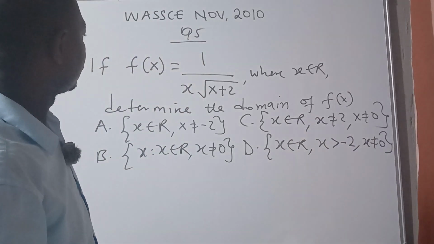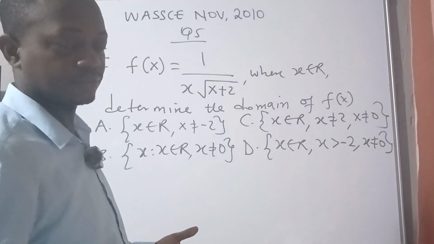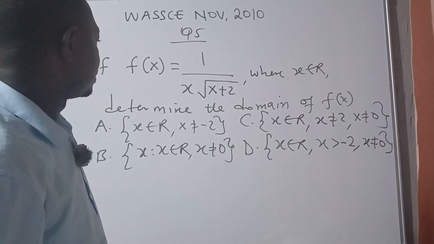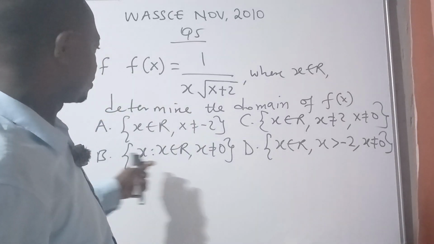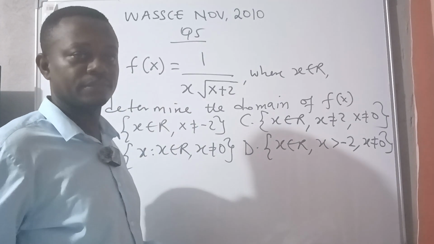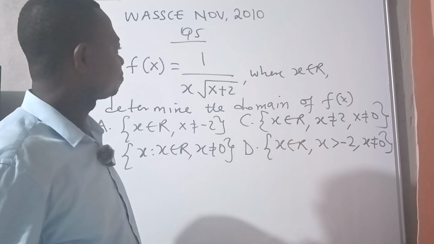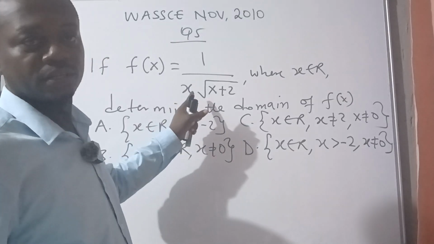So we have f of x equals that, where x belongs to all real numbers, and we are to determine the domain of f of x, and we have the options here. So you can pause the video, then choose your answer. Okay. All right. So how do we find the domain of this?